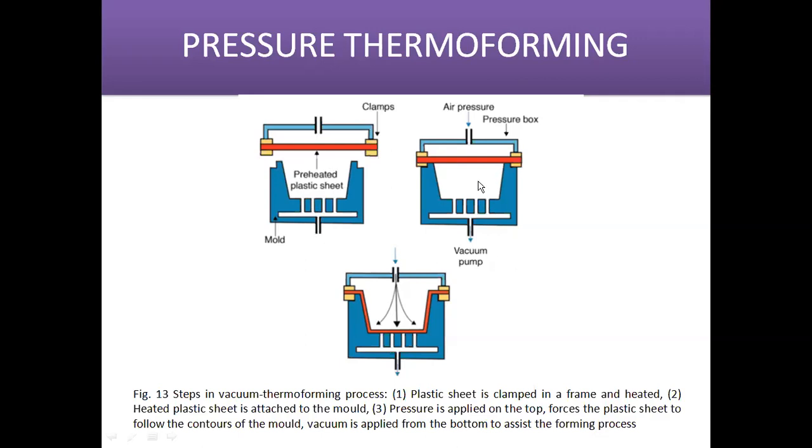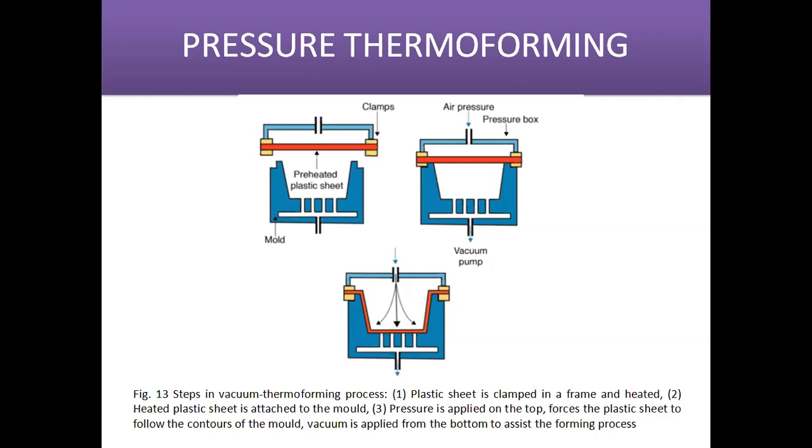So as a result, due to the vacuum drawn with the help of the vacuum pump and the applied air pressure, it takes the shape of the mold cavity. Okay, so in this process the steps are: the first step is the plastic sheet is clamped in a frame and heated. Second step is the heated plastic sheet is attached to the mold. Third step is pressure is applied on the top, which forces the plastic sheet to follow the contours of the mold, and vacuum is applied from the bottom to assist the forming process.